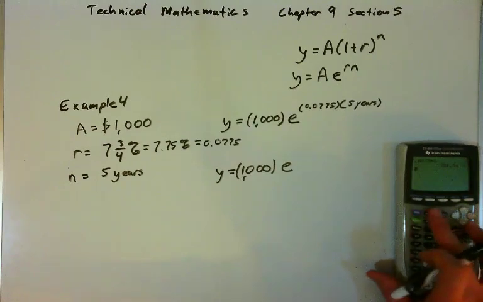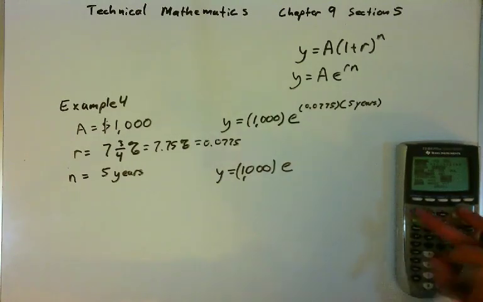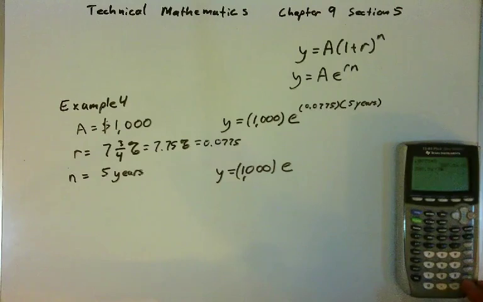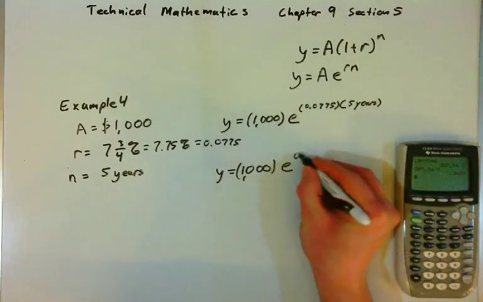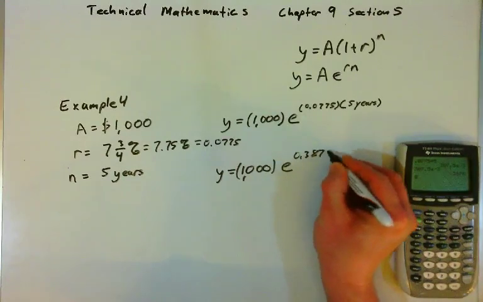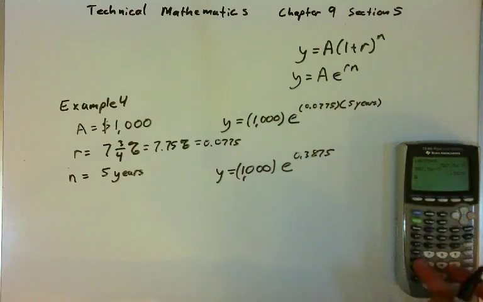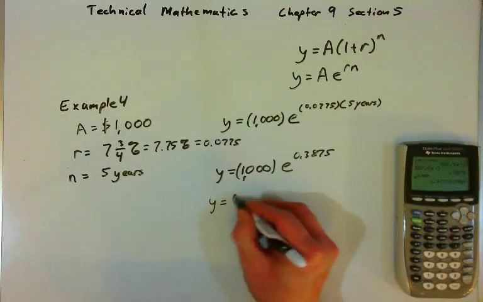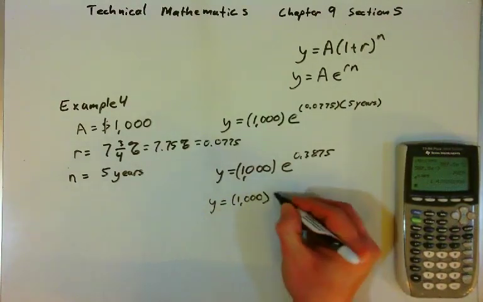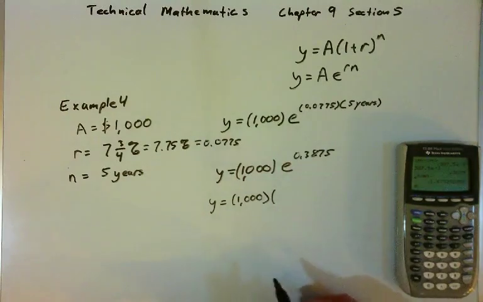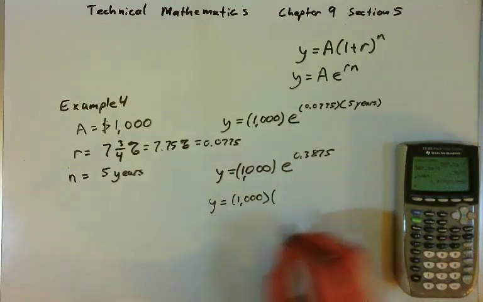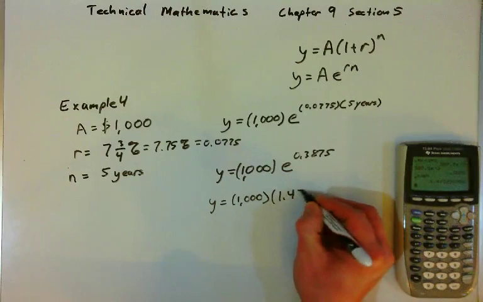and, well, let me put my calculator in normal mode. That's going to be 0.3875. And now we want to raise e to that power. So second e to the x, 0.3875. And we get y is equal to 1,000 times e to this power is 1.4733.